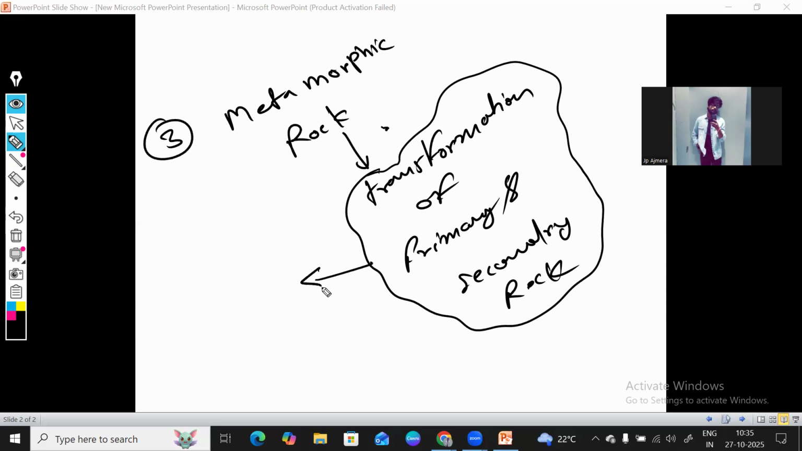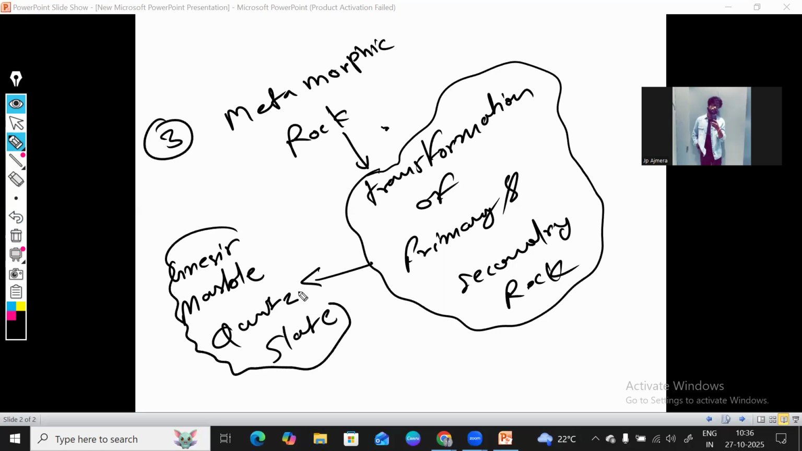The examples of metamorphic rock are gneiss, which is the first one, then marble, quartz, and slate. Sorry, not dolomite. Quartz and slate. Dolomite is an example of secondary, sedimentary rock.